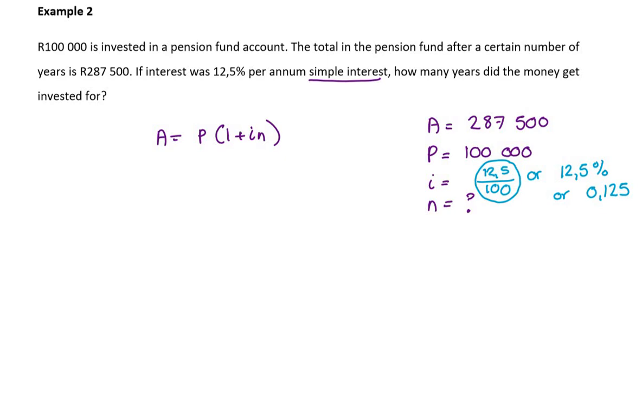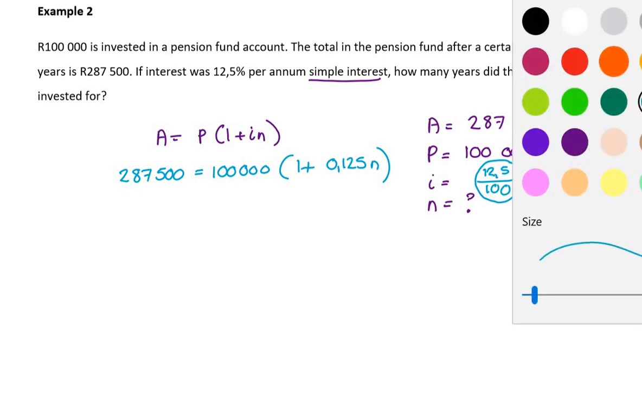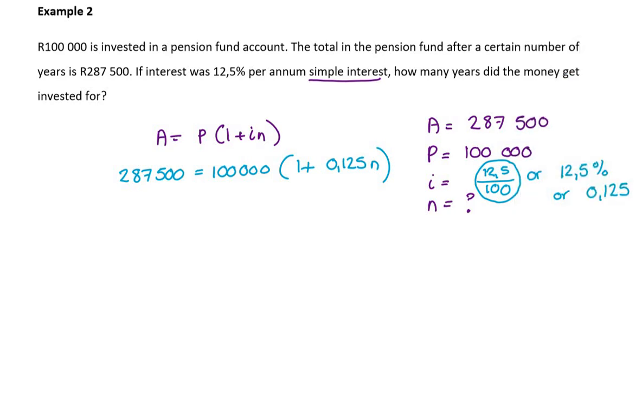So I'm now going to substitute. I thought I was going to write A, but I know what A is. A is 287,500, which is equal to 100,000, because that was my principal amount, times 1 plus an interest rate of 0,125, or you can write any of the others that you wanted to, times n. And again, this now becomes an equation question more than a financial maths question. So I'm going to get rid of my 100,000 Rand first.